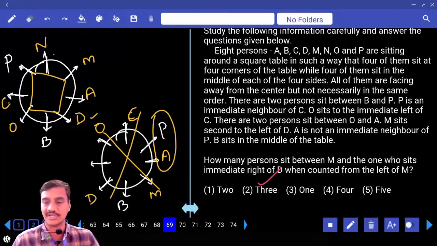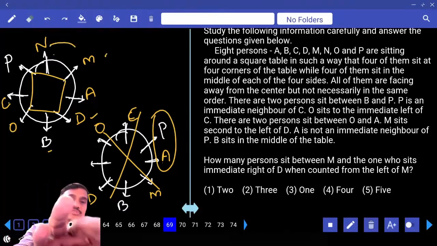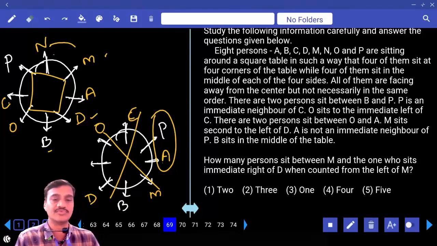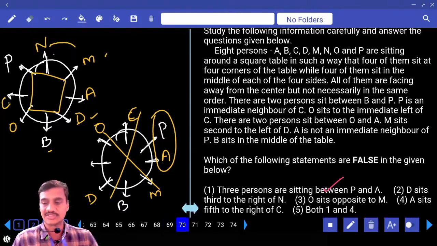Next one, 69. How many persons sit between M and the one who sits immediate right of D? Who is on the immediate right-hand side of D? B. Between B and M, how many persons are there when counted from the left of M? Left-hand side of M means anti-clockwise. 1, 2, 3, 4. There are 4 persons, choice 4. Question number 69.